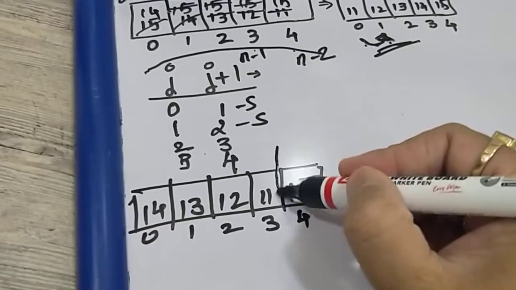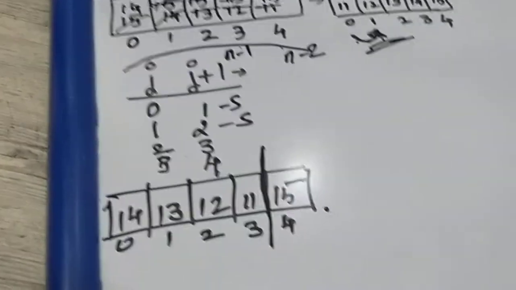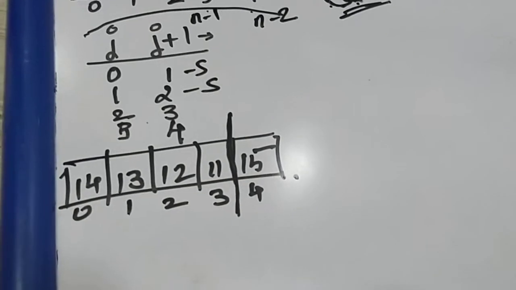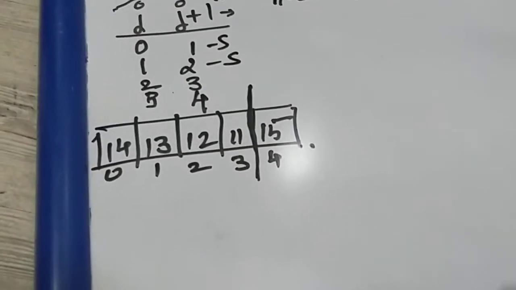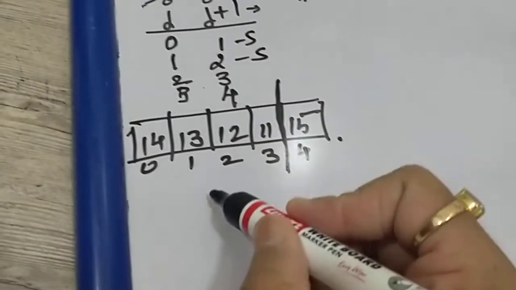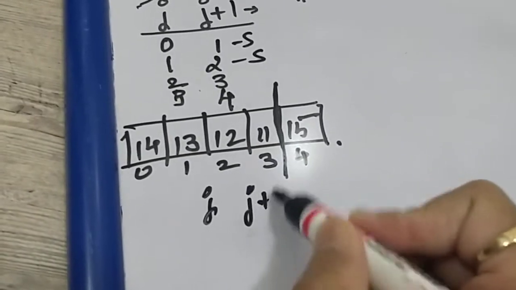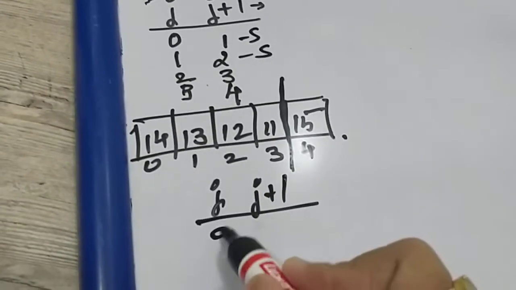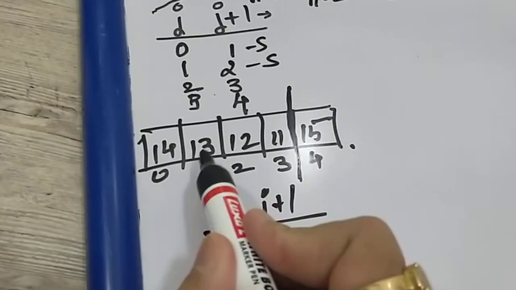Now if you can understand, the last element is at proper position. So we'll say at least the last element is sorted. Now the same procedure repeats. Again j will be compared with j plus 1. Here j will be 0 and 1. Is a of 0 greater than a of 1?